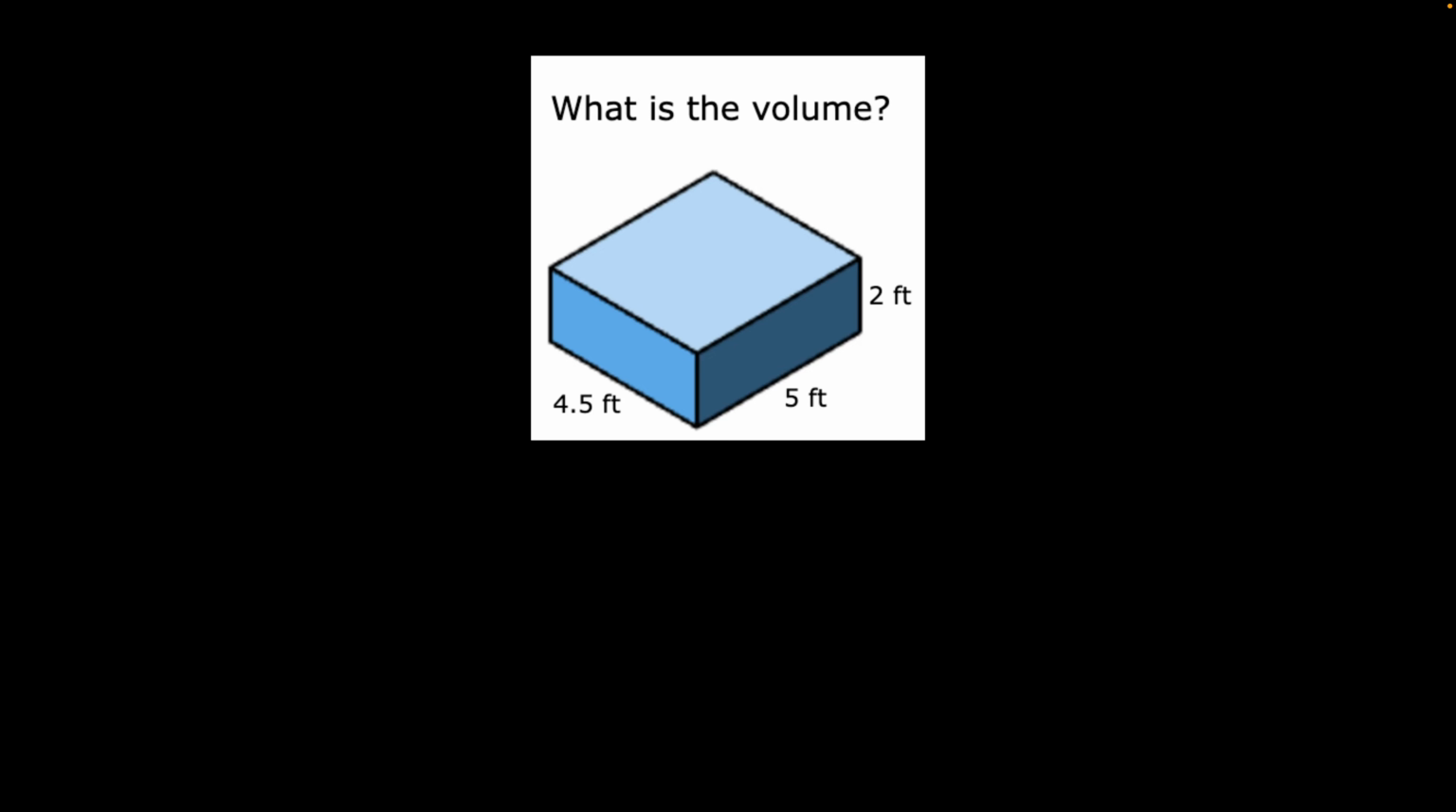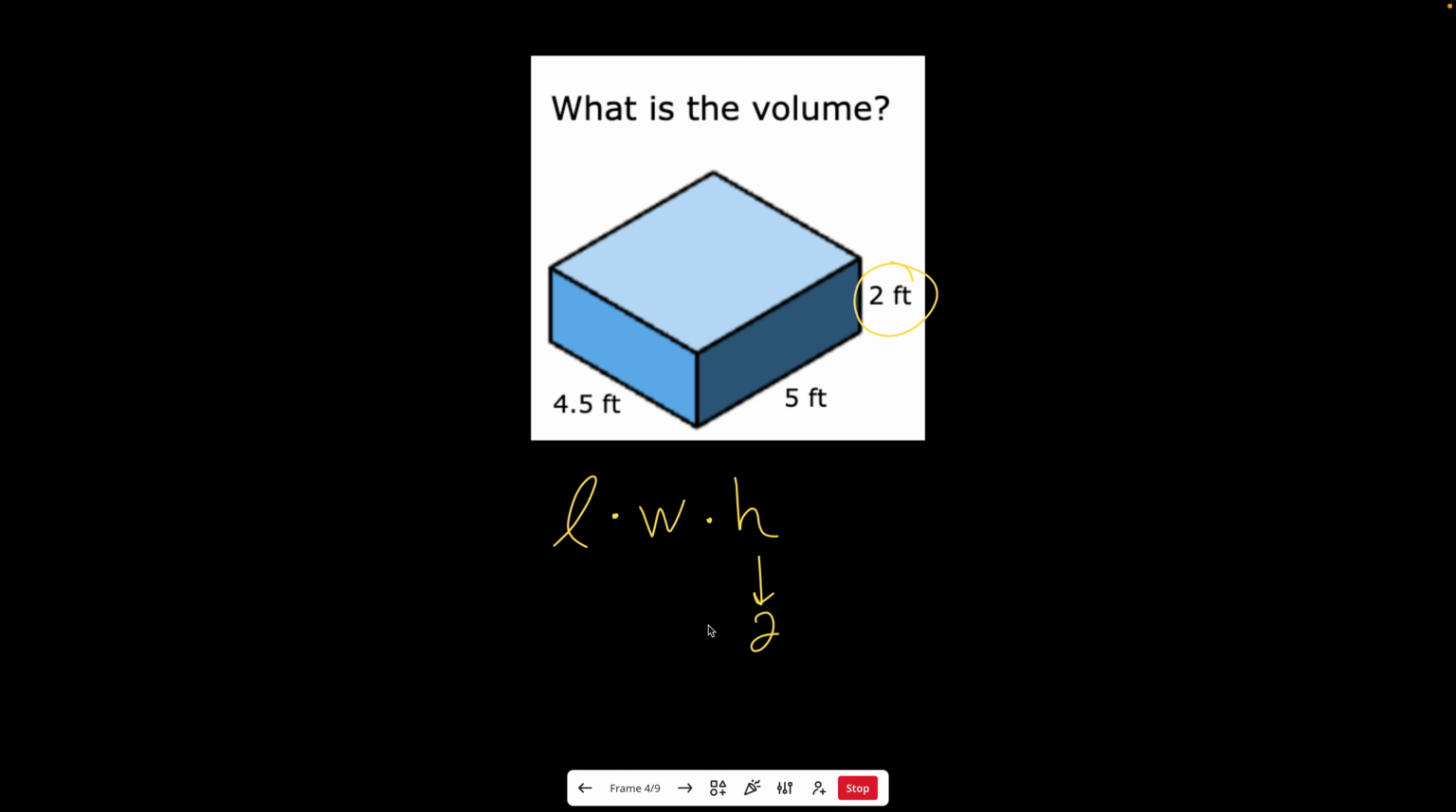Okay, there's a formula, and it's the length multiplied by the width multiplied by the height. And so the height of the box is 2. So we know this is 2. And then the length and the width are on the bottom, right? It's this bottom rectangle here. And so the length is 5, the width is 4.5. And if you multiply these three numbers, you will get a nice even 45.